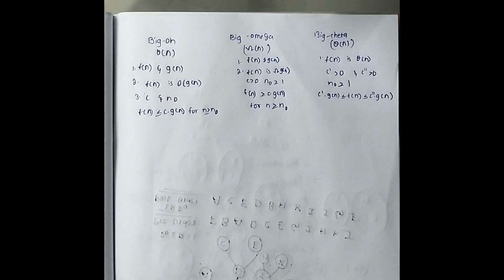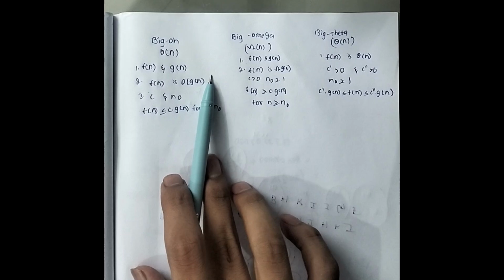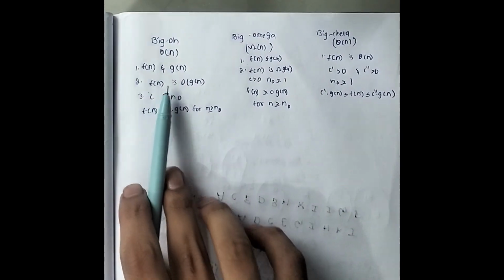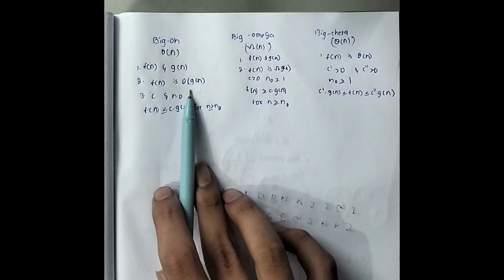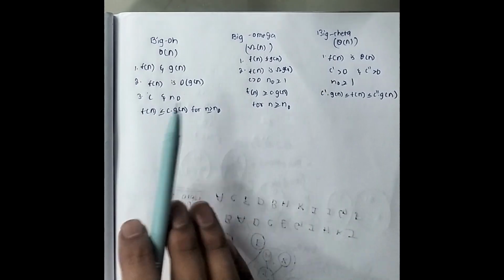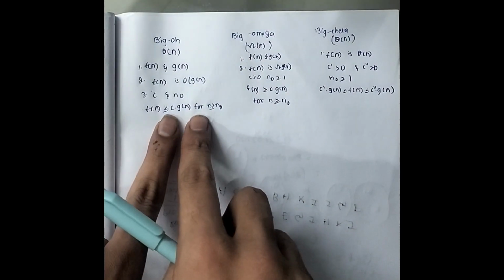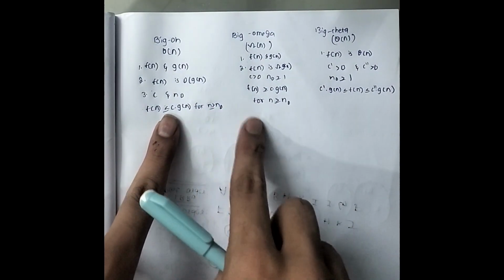So what is meant by big O notation? If two functions f of n and g of n are given, we say that f of n is big O of g of n if there are positive constants c and n naught, such that f of n is less than or equal to c into g of n for n greater than or equal to n naught.